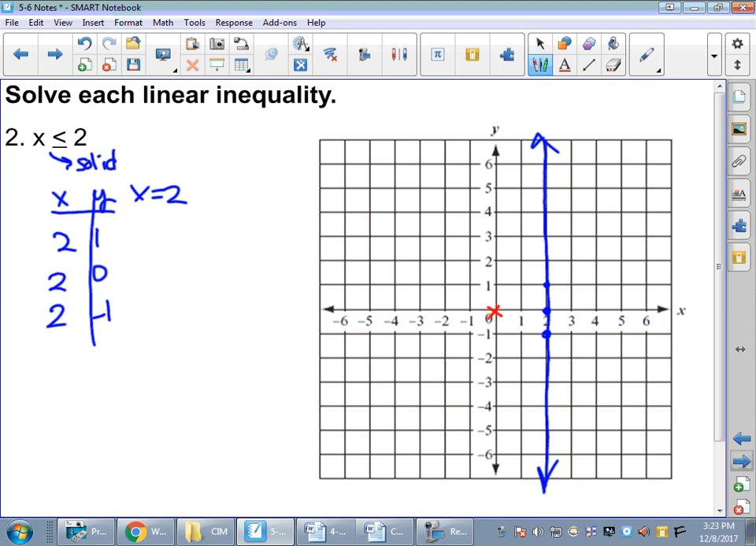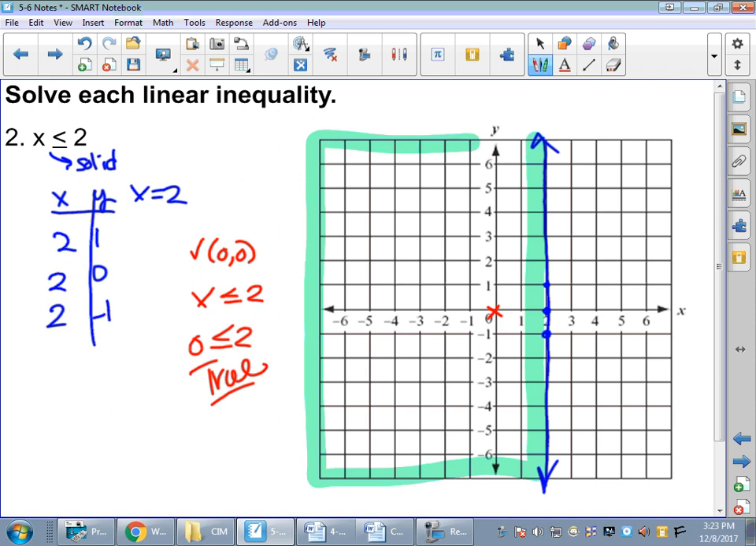(0, 0) is an ordered pair to the left of the boundary line, and so it's going to represent all the points to the left of the boundary line. So when I go to check (0, 0) in the original inequality, there's no place to plug in my y value. But I plug in x is 0, and I get 0 is less than or equal to 2. That is a true statement. And so since 0 is less than 2, I'm going to go ahead and shade where (0, 0) lies.